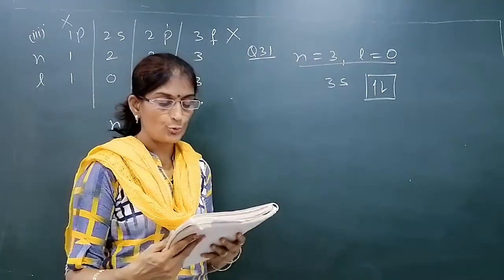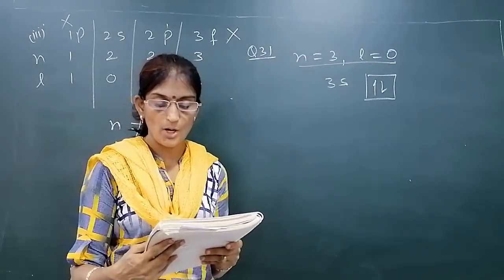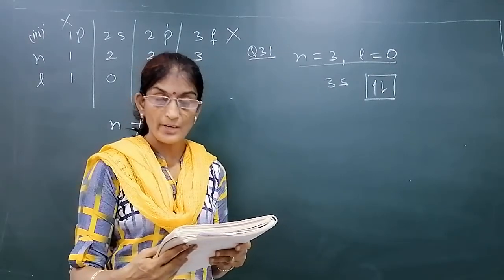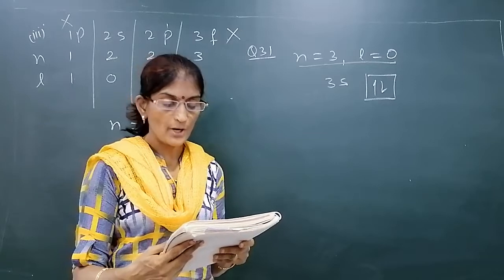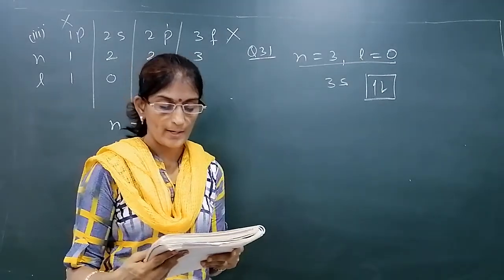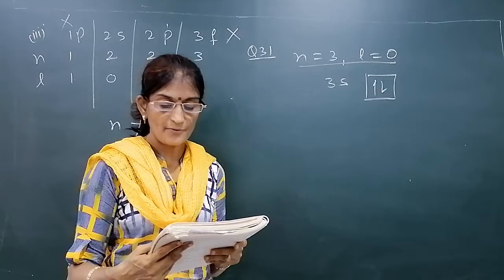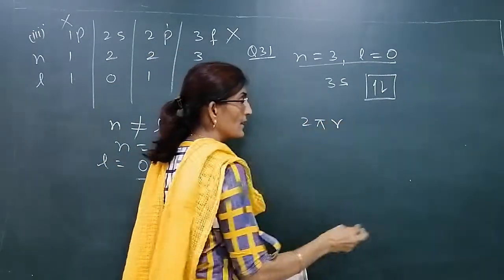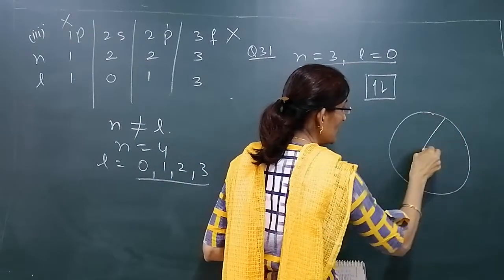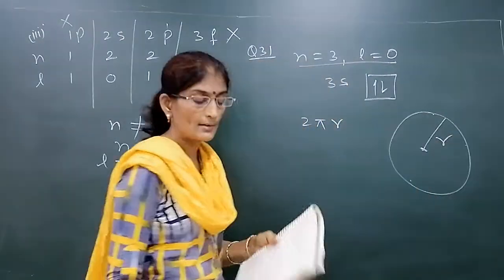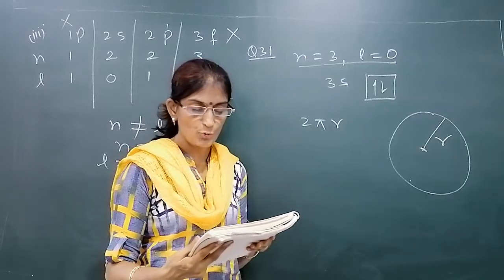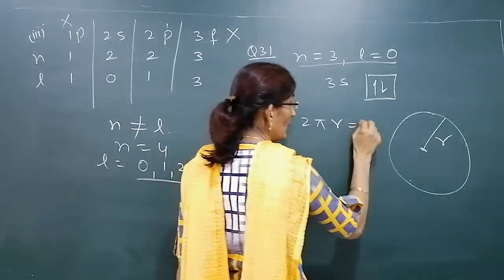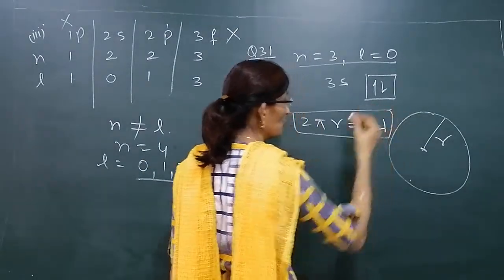Now 2.32. Show that the circumference of the Bohr orbit for the hydrogen atom is an integral multiple of the de Broglie wavelength associated with the electron revolving around the orbit. What we have to show? The circumference of the Bohr orbit whose radius is r is 2 pi r. So we have to show that this 2 pi r for the hydrogen atom is an integral multiple of wavelength lambda.